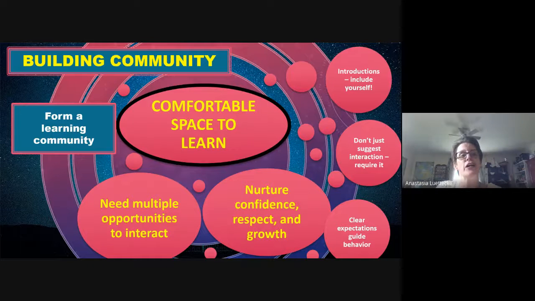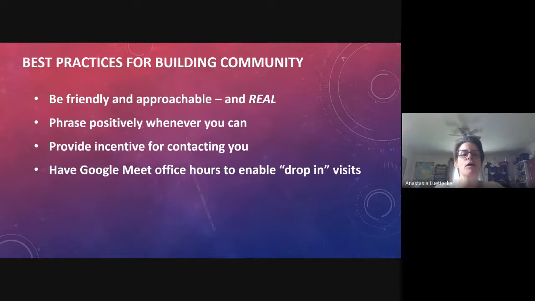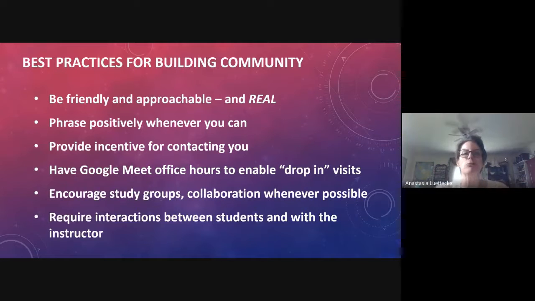Make sure you include yourself in there. You are a part of that community. Don't just suggest that they interact. Require it. Give points for it. Have them work together to preliminarily set something up for an assignment. They don't have to each get a grade, but they don't have to all work together on a final product. They can work together on pieces of that. And make sure that your clear expectations are there, because that's what's going to guide their behavior in the long run.